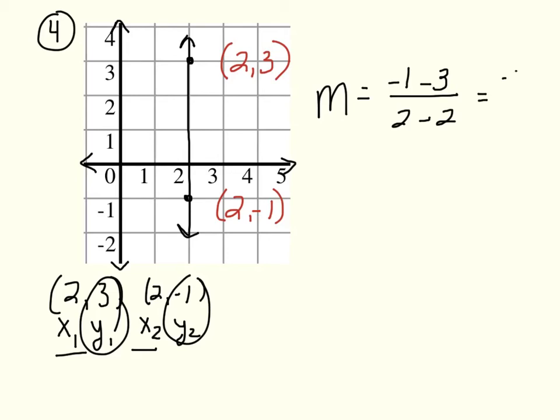Negative 1 minus 3 is negative 4. 2 minus 2 is 0. Any number divided by 0, do not tell me 0. That's a bad thing to say. Any number divided by 0 is undefined.